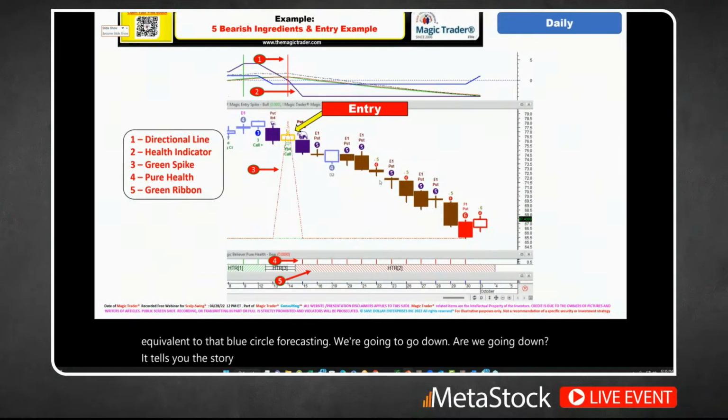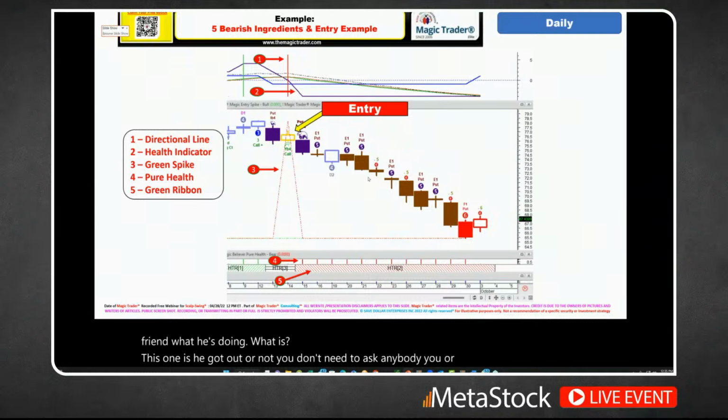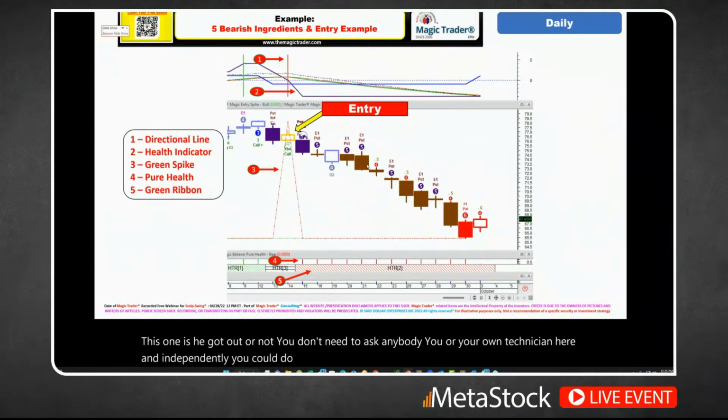So we don't need to be scientists to worry about, oh, I've got to call my friend. What is he doing? What is his position, did he get out or not? You don't need to ask anybody. You are your own technician here. And independently, you could do what institutions are doing. And we have proof of all these things, right?